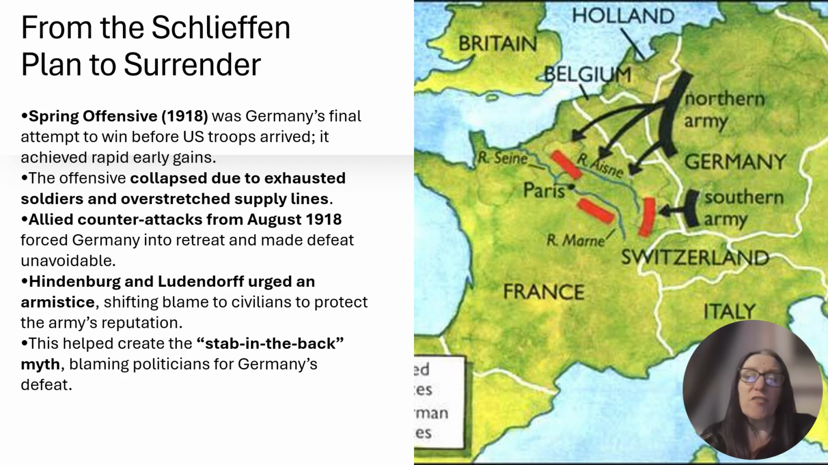But it burned out. Supply lines couldn't keep up, troops were exhausted, and then the Allies counterattacked in August 1918 with a vengeance. By this point, Germany's 2 top military commanders, Hindenburg and Ludendorff, told the Kaiser it was over. They recommended seeking an armistice.